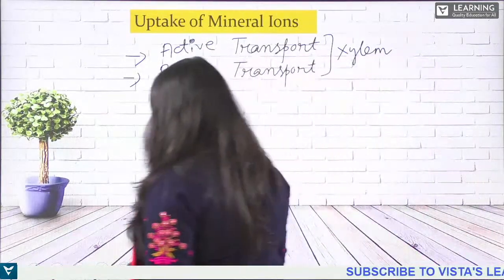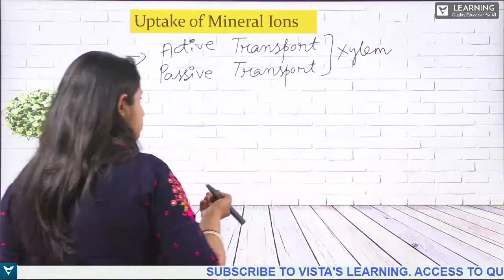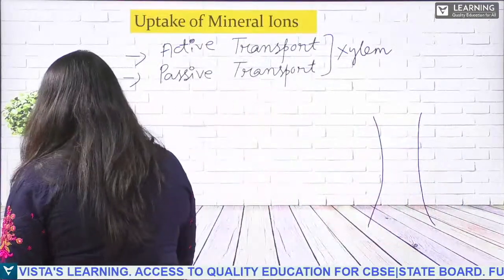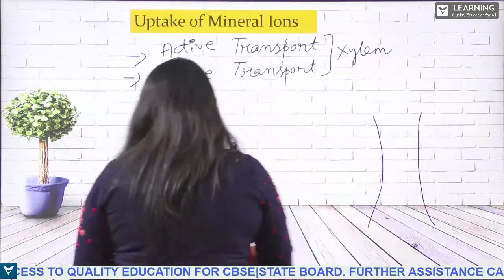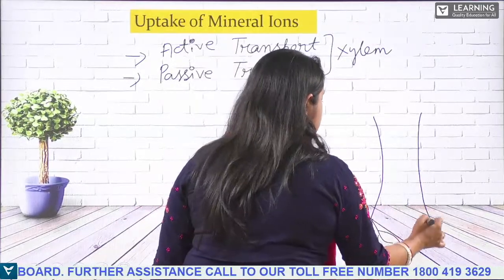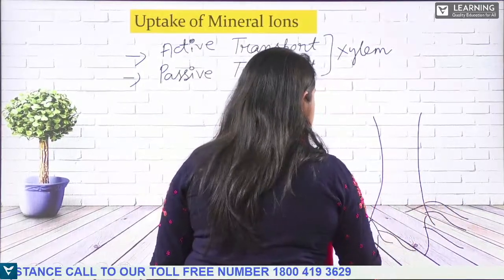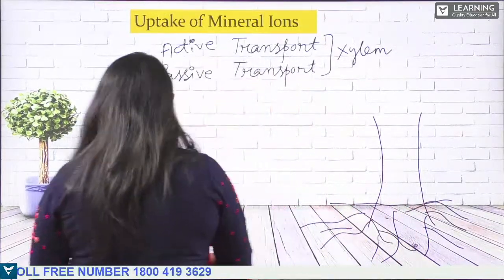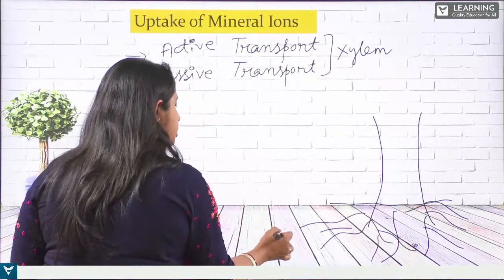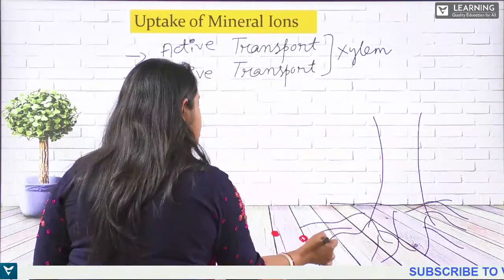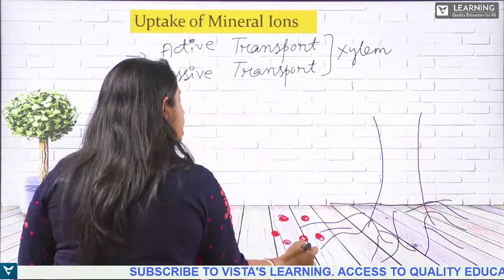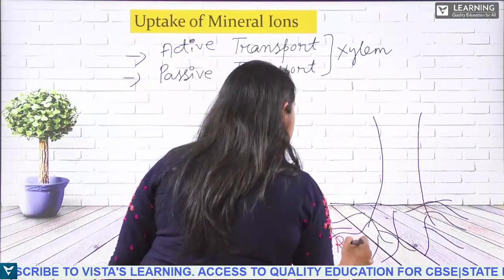Now see, this is a plant. Where are the roots? The plant also will be having various roots under the soil, right? So these are all the roots. Here the mineral ions are present. The mineral ions need to be transported with the help of these roots.